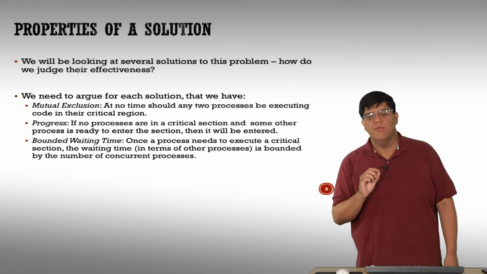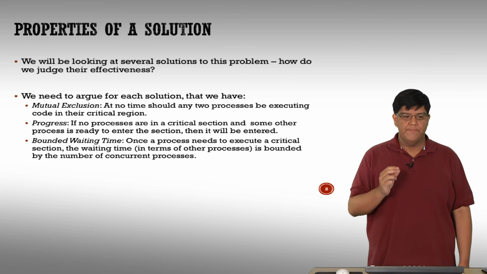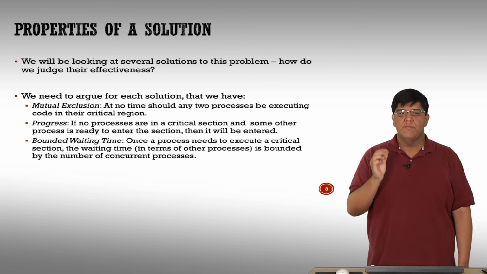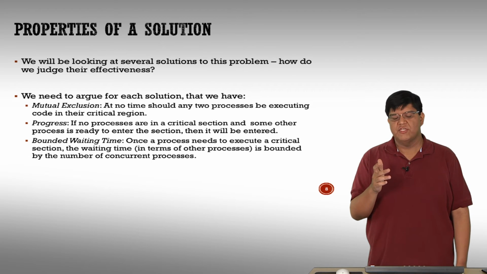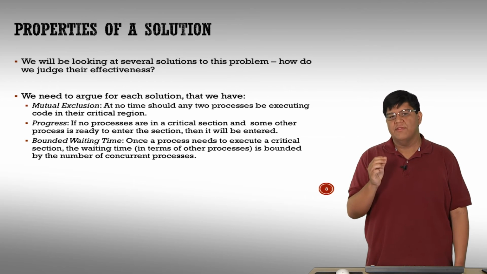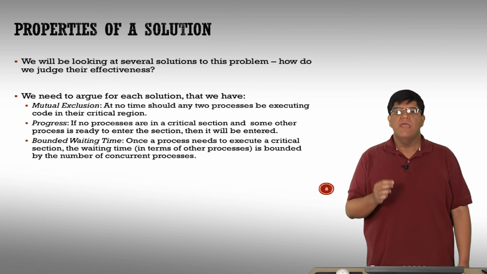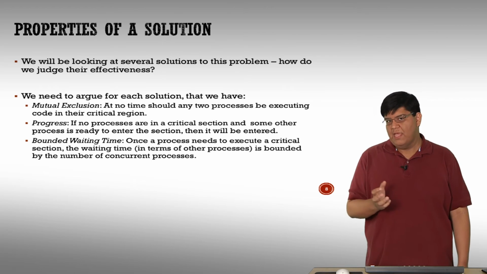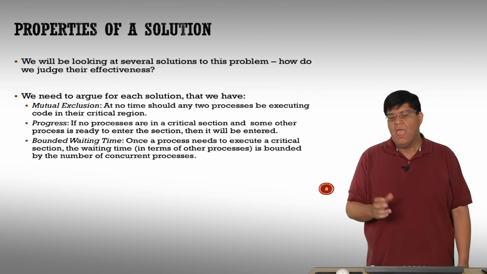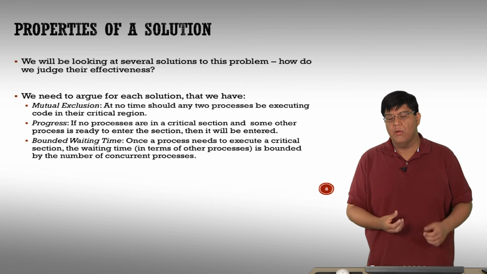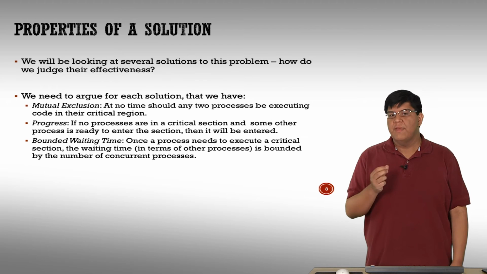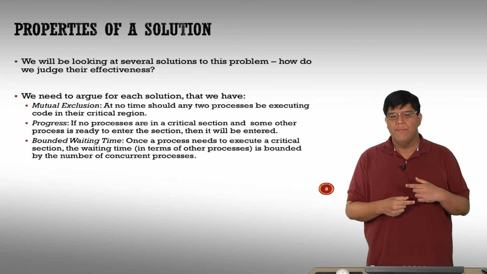The second thing that we care about is progress. By progress, we mean this. In the definition of my problem, I'm allowed to have one process executing in its critical region at a time. If I get to a state where nobody's in the critical region, and somebody else is waiting to enter their critical region and execute that code, then I should let them. I shouldn't make them wait around. I always want to be making progress.